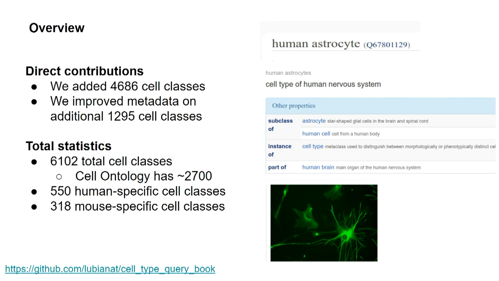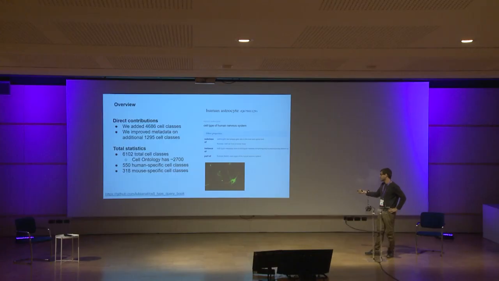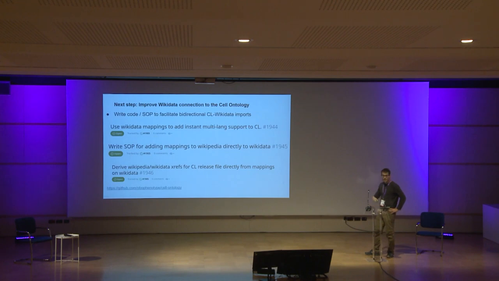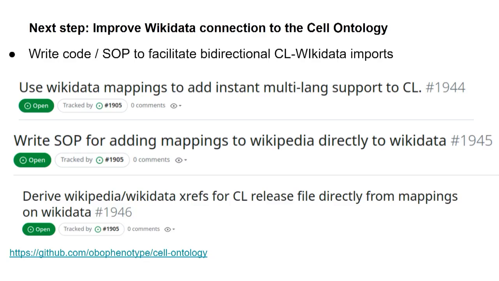This is in contrast with the cell ontology that has about 2,700 that have a much higher quality of curation, of course, but just to give the pros and cons of each project. And then there are some human-specific classes, mouse-specific classes. There's this whole ecosystem. So that's basically one of the things I've been doing in my PhD. And though Wikidata is really nice, the way it is, it's too flexible for most researchers to actually use in their research workflows and their analysis workflows.